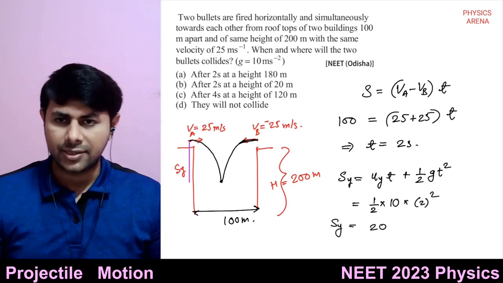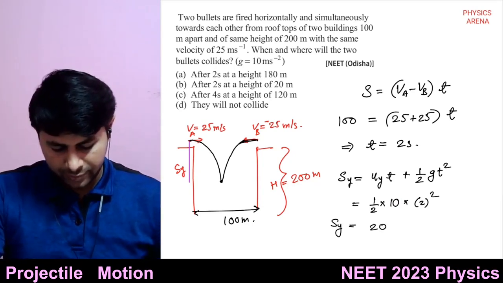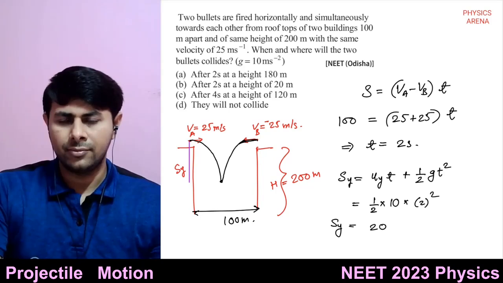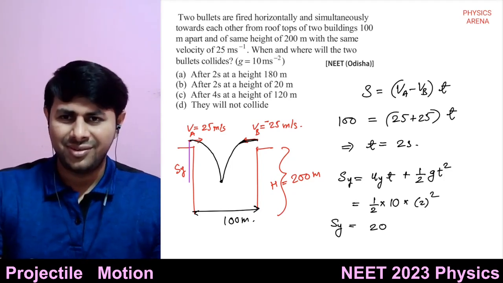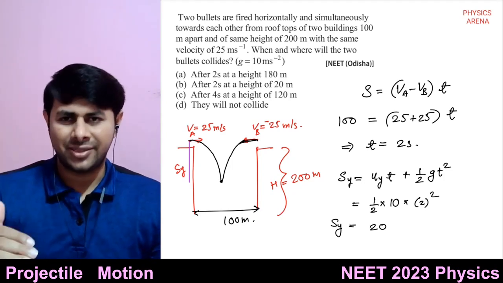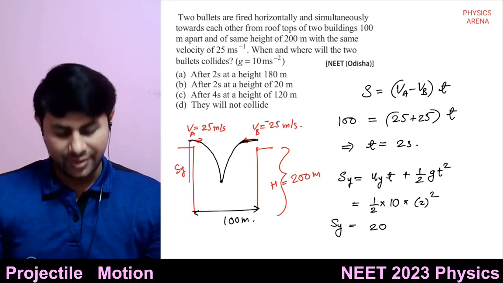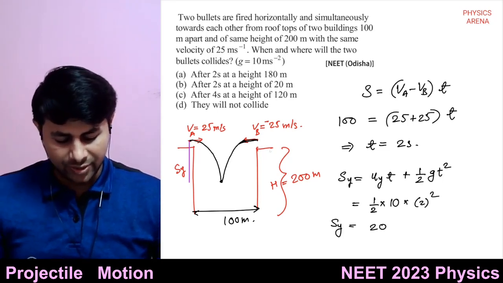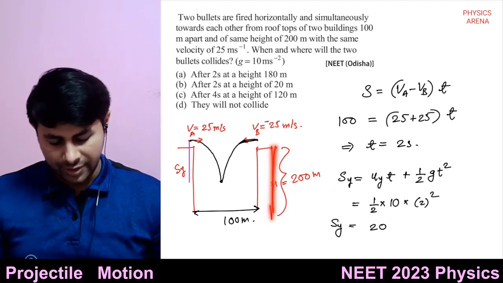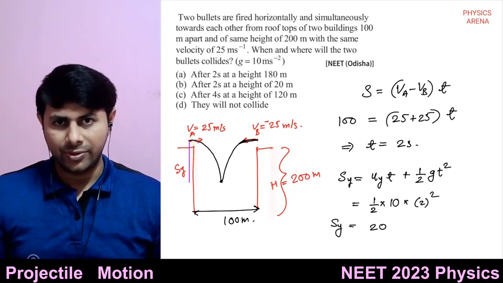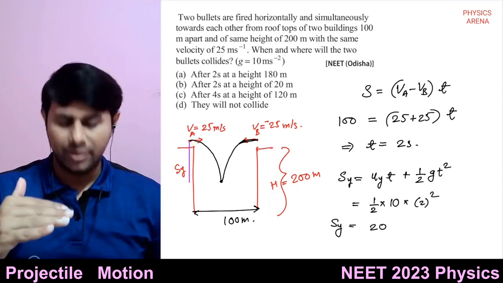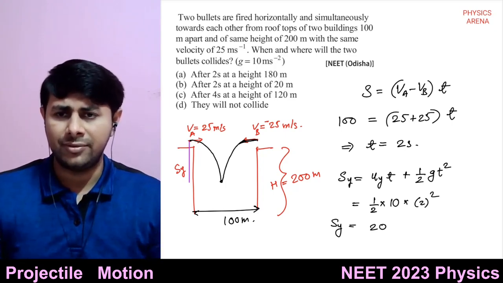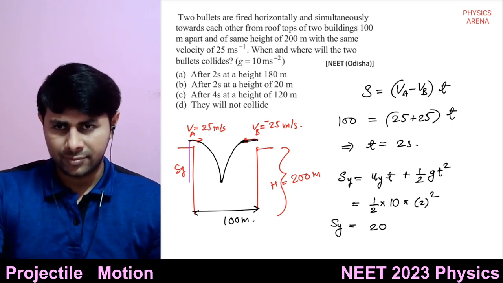So what's the answer? Option B? It is option A. See, they cover that much distance, but you want their height. Earlier they were at a height of 200 meters. Now they have fallen through a height of 20 meters. So they are still at a height of 200 minus 20, 180 meters.